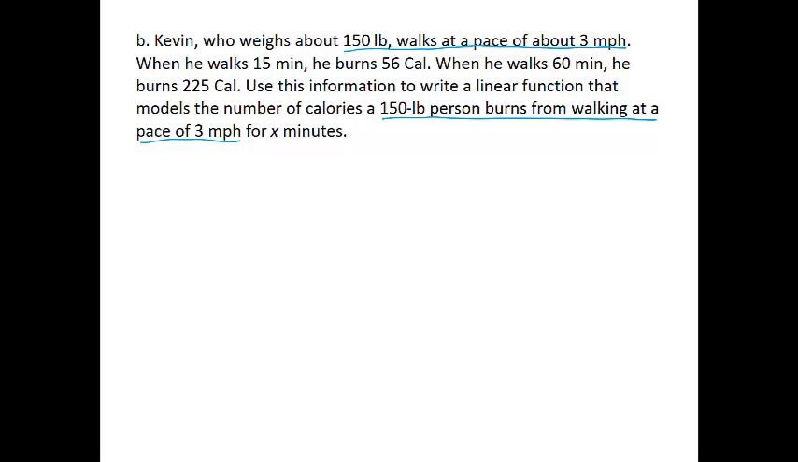So we are trying to write a linear function that models the number of calories that a person burns for walking at this particular pace for X minutes. So in other words, if we walk X minutes, we want to see how many calories we burn. So X in this case represents minutes and Y represents calories. So from that, now can we figure out 2 ordered pairs?